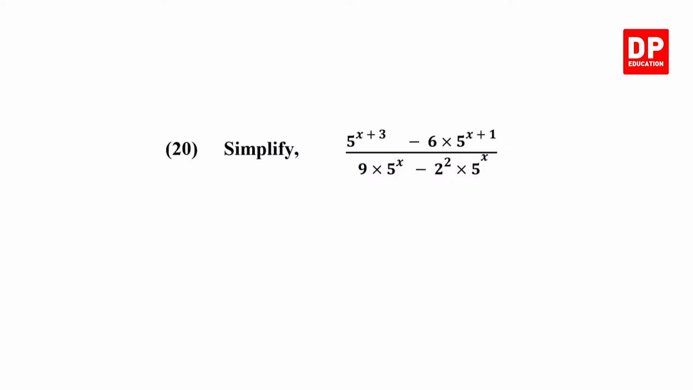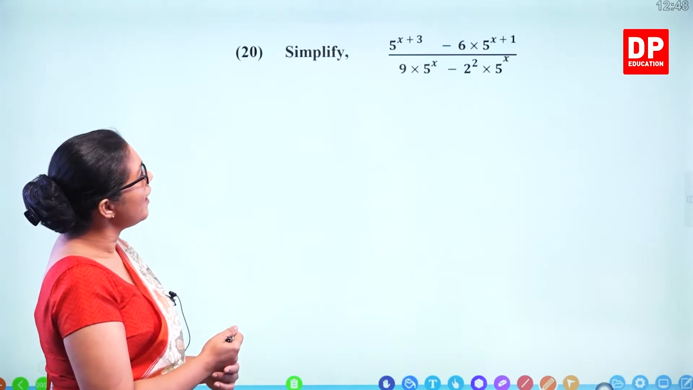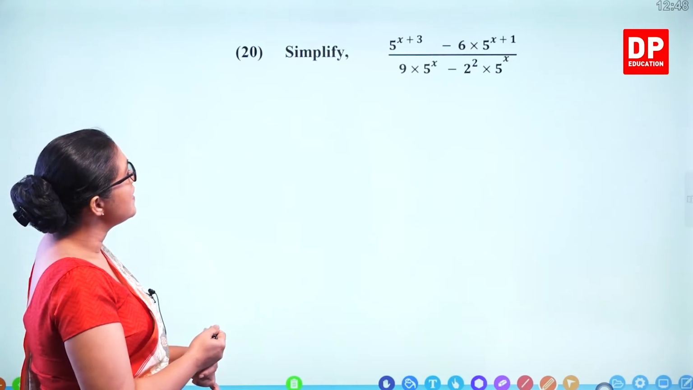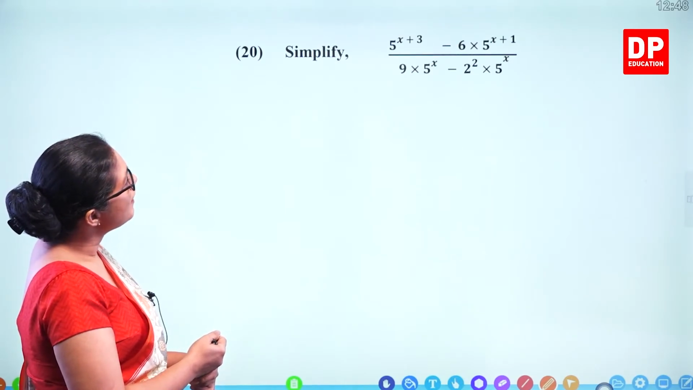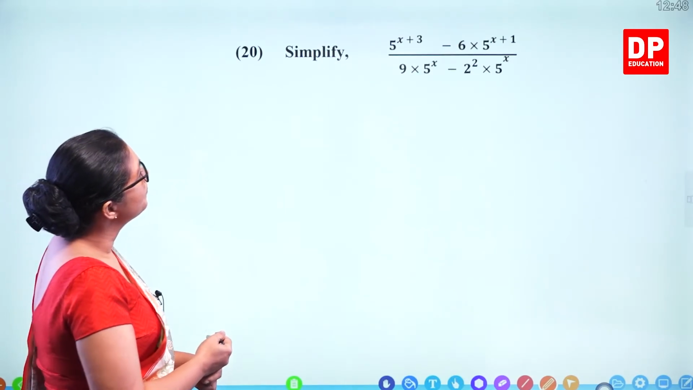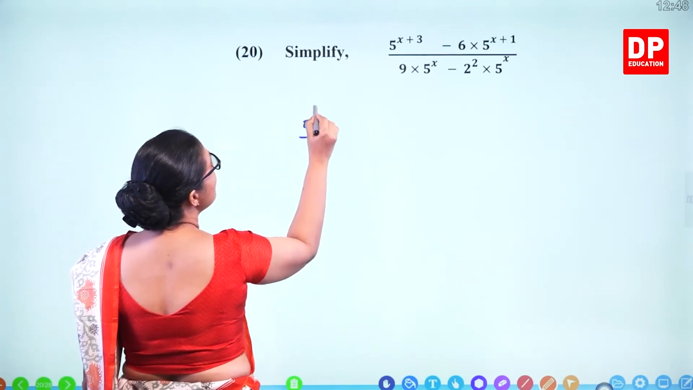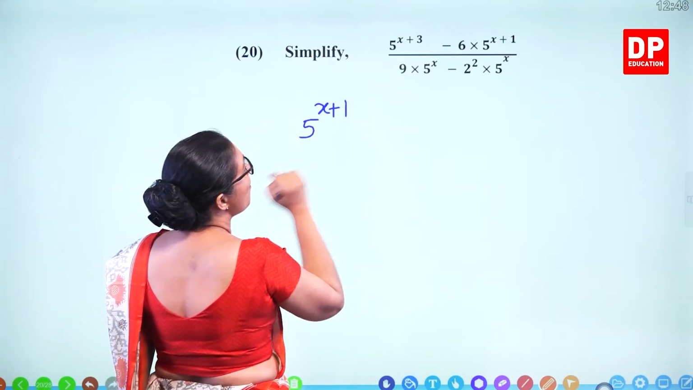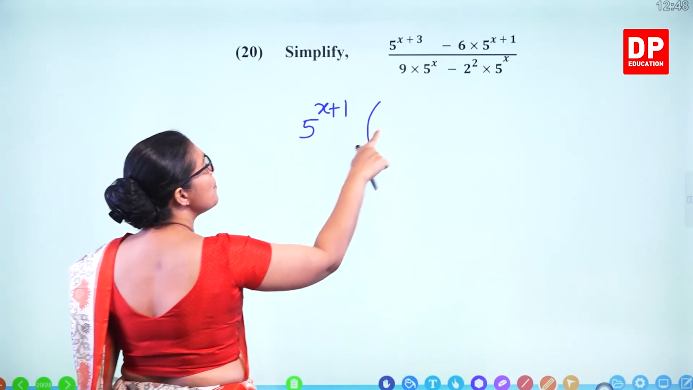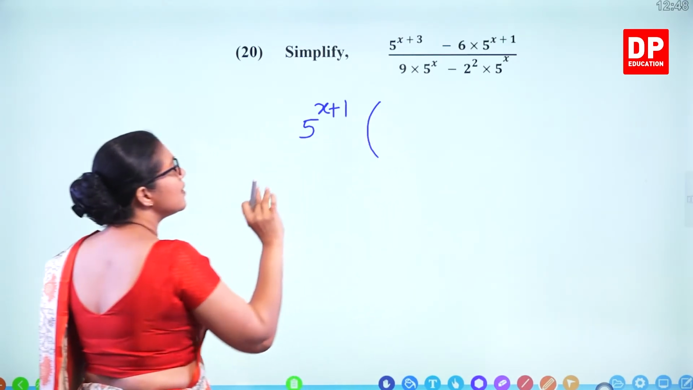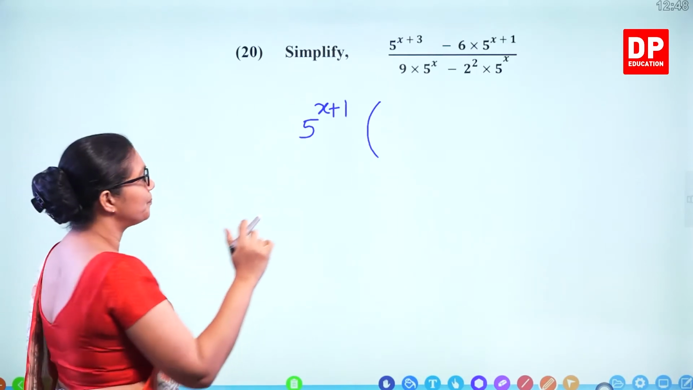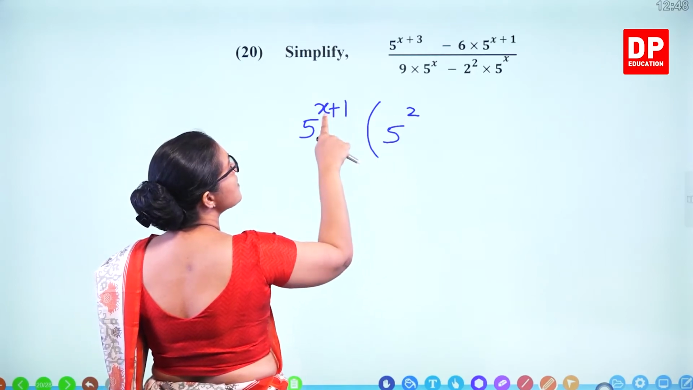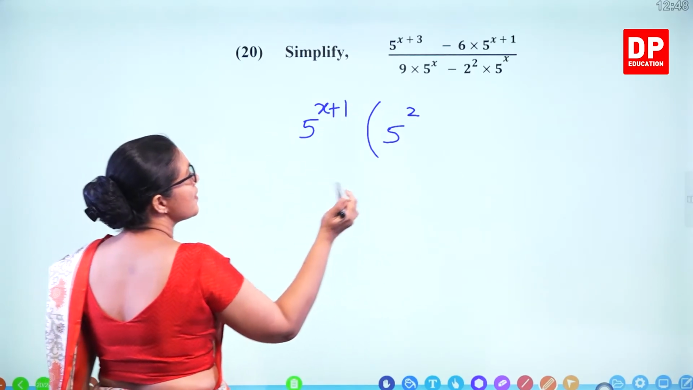Question number 20. Simplify. Look carefully. If we can factorize, you can simplify easily. What's the common one in the numerator? Minimum power, 5 to the power x plus 1 is common. Take it out. What should be the remaining part? 3 minus 1. 5 squared. Now see, when you multiply, you add the powers. x plus 1 plus 2, x plus 3.